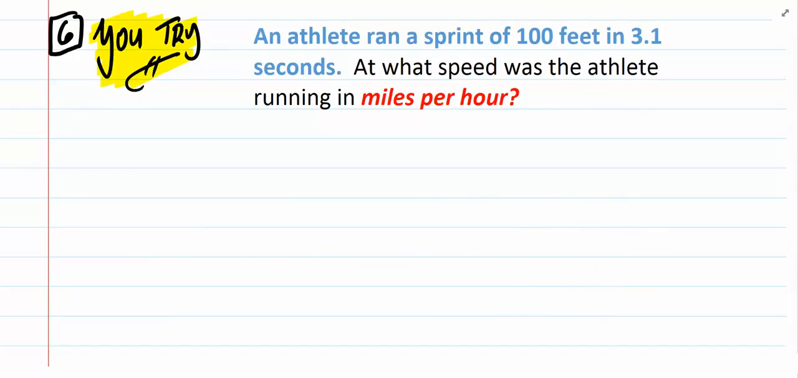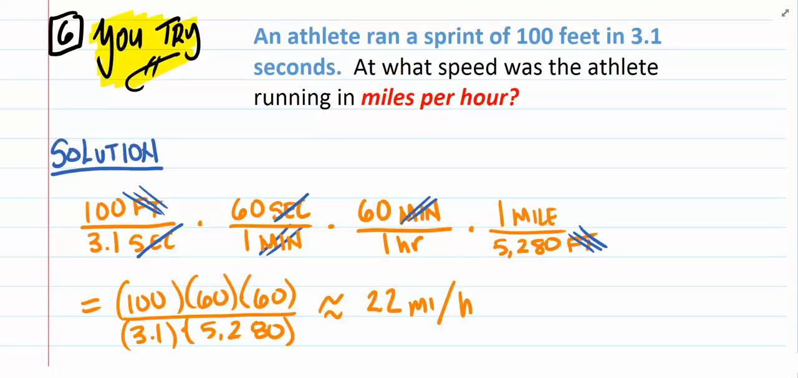Box number 6, the final box, is a you try. It says this: an athlete ran a sprint of 100 feet in 3.1 seconds. At what speed was the athlete running in miles per hour? Okay, so if you do a lot of converting, you have to convert from feet and seconds into miles per hour. Okay, here's the solution.